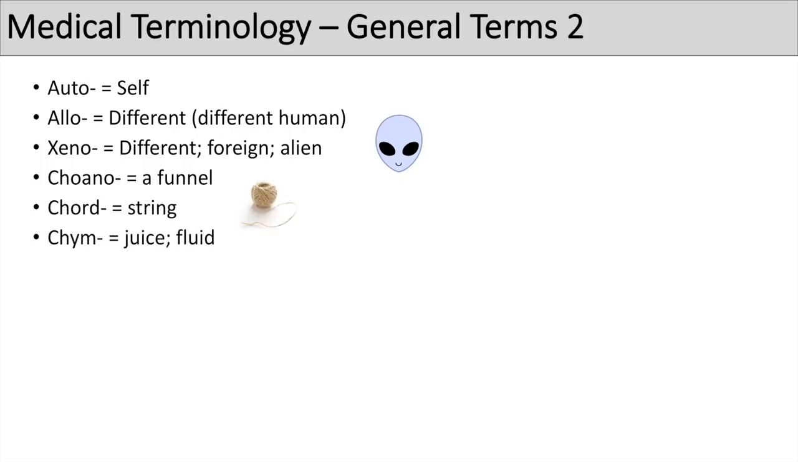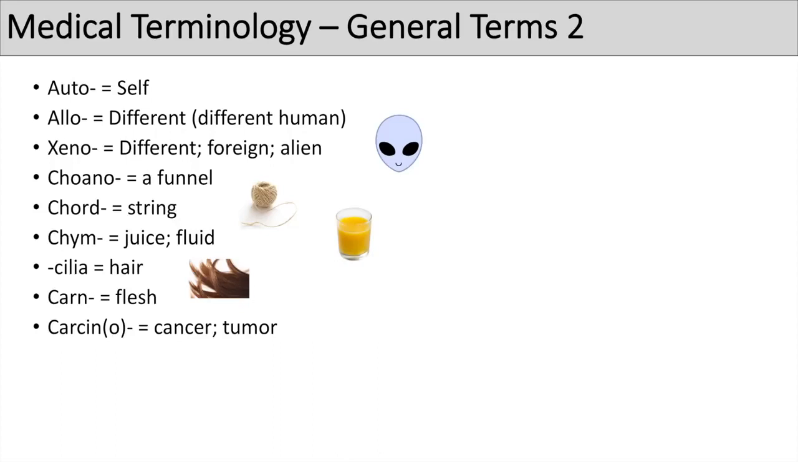The next prefix is chyme, which means juice or fluid. So you might think of chyme that's released from your stomach into your duodenum, or the enzyme chymotrypsin. The next suffix is cilia, which means hair. You might have heard this in cellular biology. The next one is carn. This prefix carn means flesh, so you can think of carnal. The next prefix is carcin or carcino. This means cancer or tumor. So you can think of the word carcinogenic, or something that is cancer producing or cancer causing.